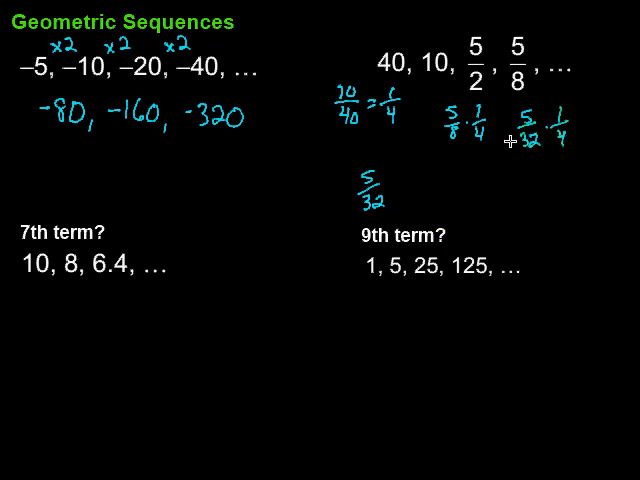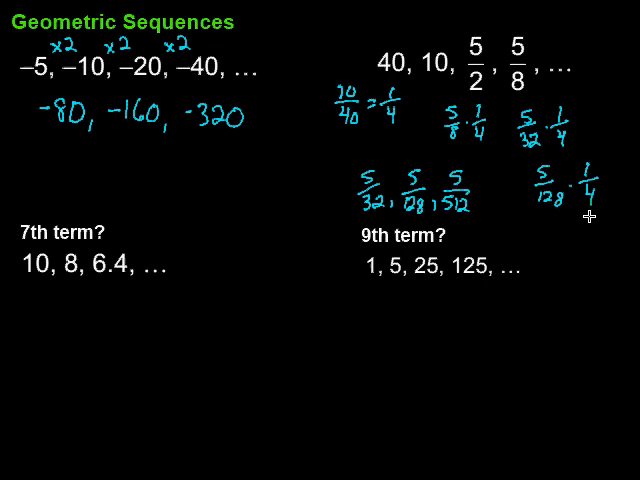Times 1/4. Well, on top we're going to have that 5 again. And then on the bottom we have 32 times 4, which would be 128. Then, to get my third term, I'm going to multiply again by 1/4. So 5 over 128 times 1/4. That's going to give me on top 5, and 128 times 4 is going to give me 512. Okay, so there's my next three terms.